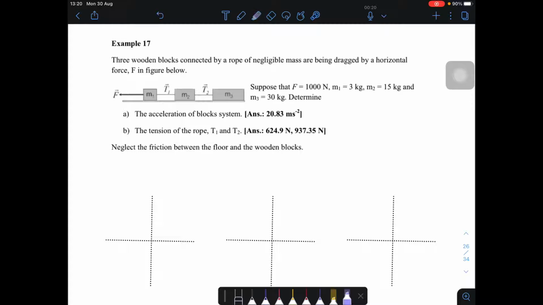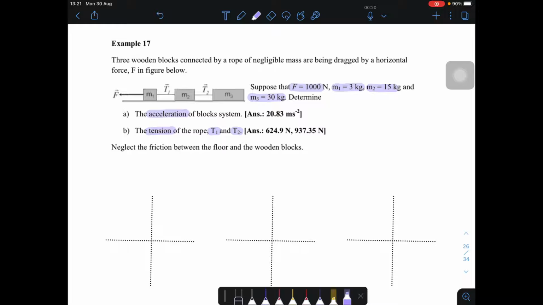Determine the acceleration and the tension of the rope T1 and T2. Okay, so now what we have here, we have 3 blocks, and these 3 blocks are connected by negligible mass rope, and there is an external force going to the left, and given the mass of each block is here.